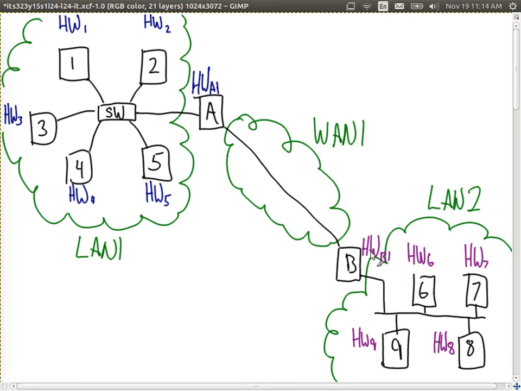I'll call it A1 and B1 because we'll see that computer A is connected to two networks. It has two interfaces in use at the same time. It has a hardware address on this LAN and another hardware address for the connection to the wide area network. So we'll label them as well. So here we have hardware address A2 and hardware address B2. That is, they are different values, maybe even different formats.